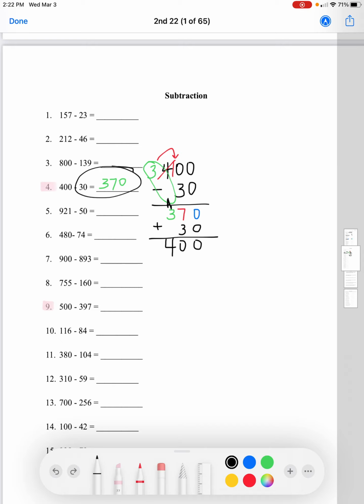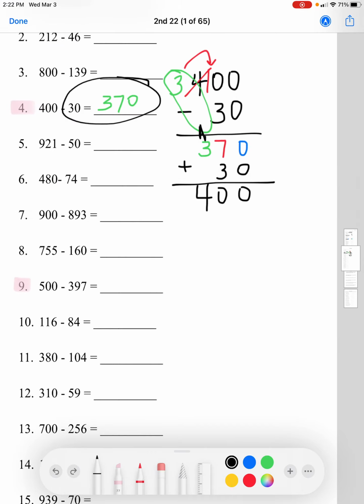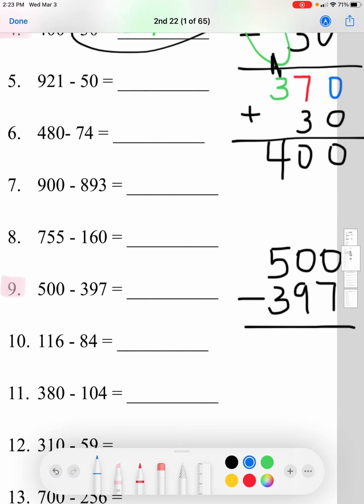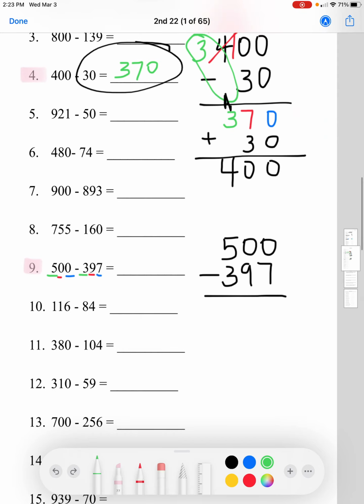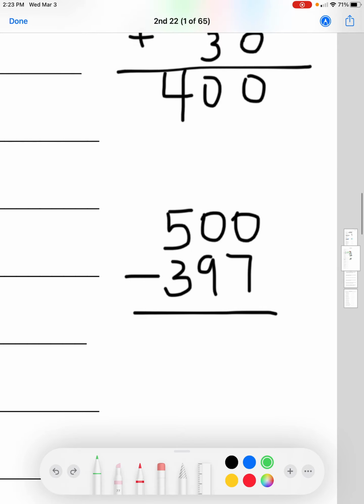Let's go over number 9 now. We have 500 minus 397. Make sure that the ones place right here, 0 minus 7, is aligned, and the tens place, 0 and 9, and then the hundreds place, 5 and 3, right here. Now we can subtract. We know that we lined up our numbers correctly.